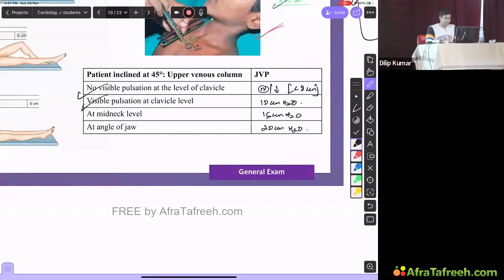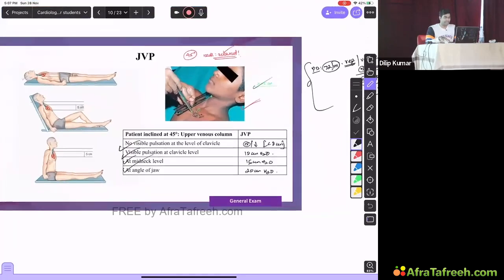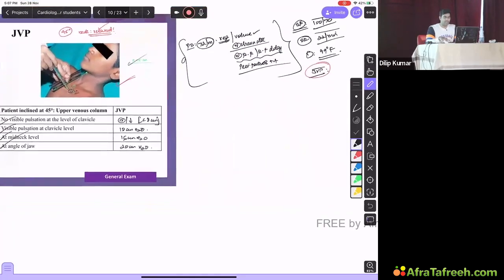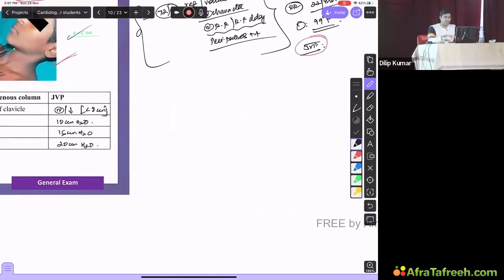Everything will be over with that. So this is a very, very important table. That's why I told you separately. Whichever level you see JVP, this is the number that you're going to mention in the exam, approximate numbers. And there will be very common questions. How to differentiate between your internal jugular vein and carotid? That is venous pulsation versus arterial pulsation. How to differentiate?